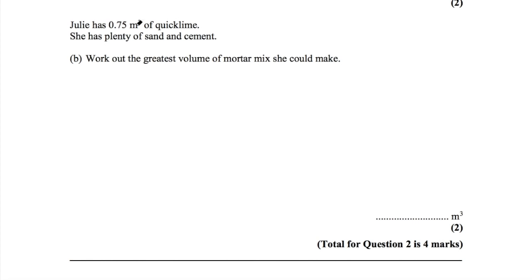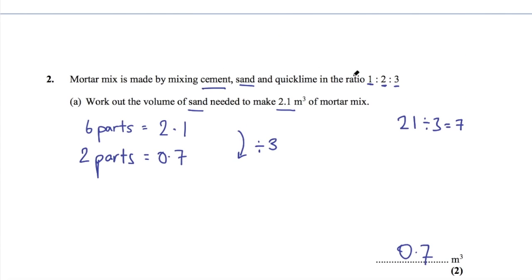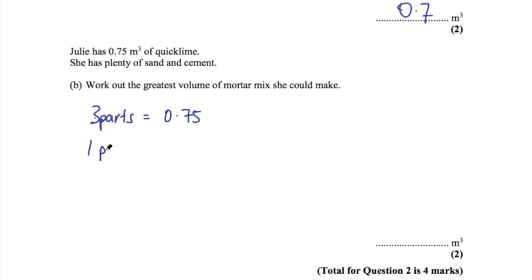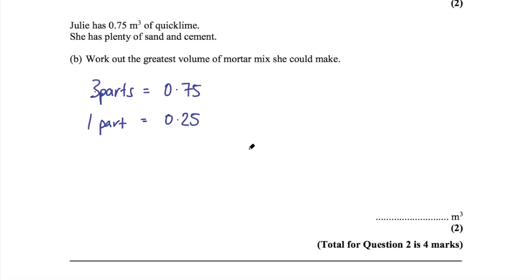Second part of this question says Julie has 0.75 meters cubed of quicklime. She has plenty of sand and cement. Work out the greatest volume of mortar mix she could make. So have a look back at the ratio again. The quicklime was the 3 parts in this ratio. So if we say that 3 parts equals 0.75 of this mix, then one part will be 0.75 divided by 3, that's 25. So 0.75 divided by 3, that'll be 0.25. So one part of this ratio is 0.25.